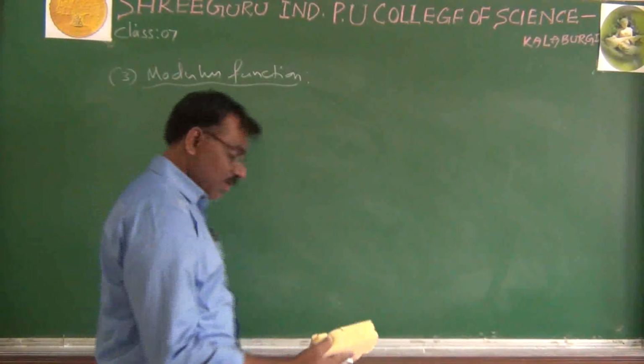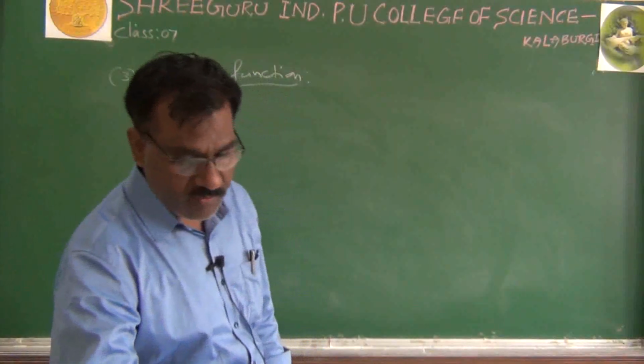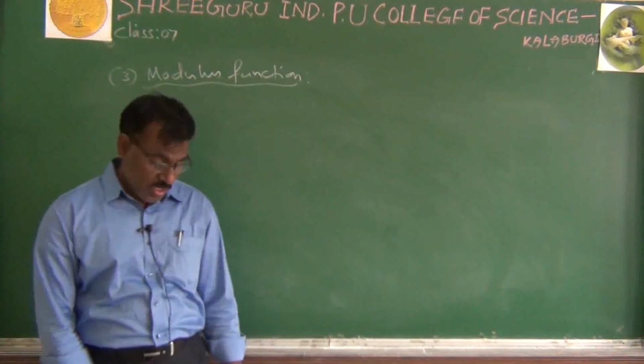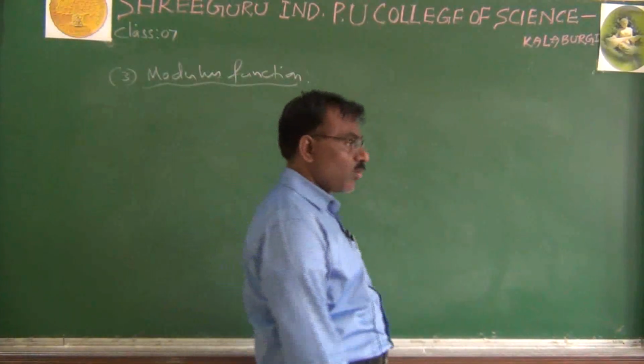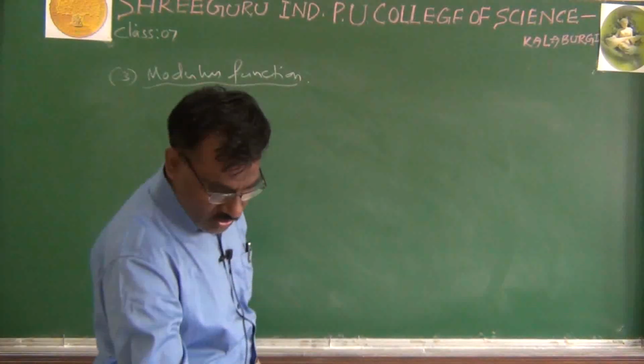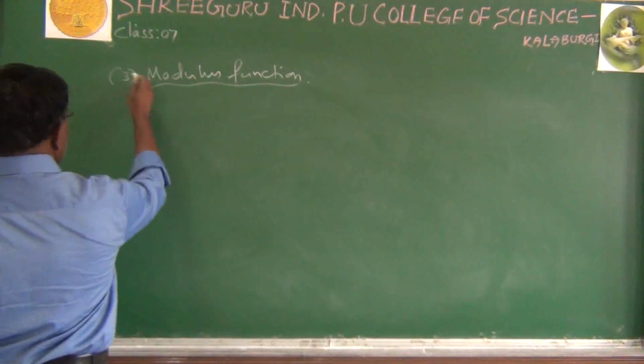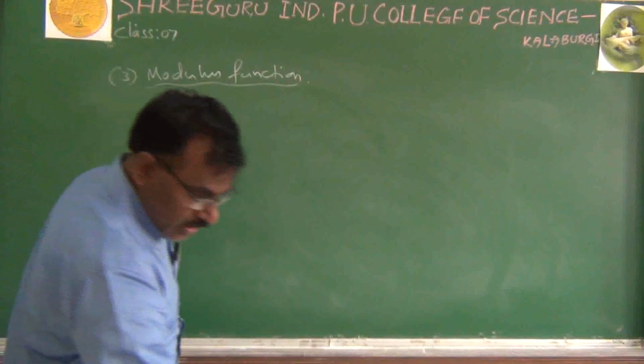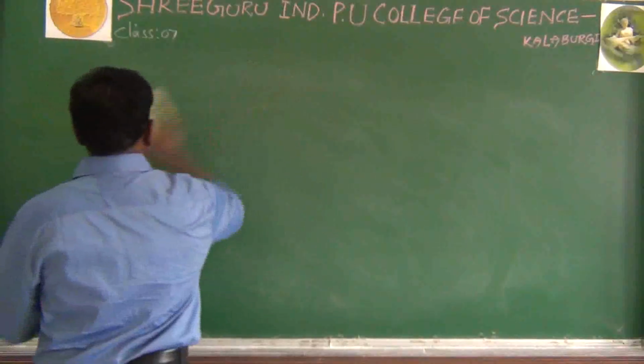So I explained three definitions: constant, identity, modulus. Then what is next? Number 4, the greatest integer function.